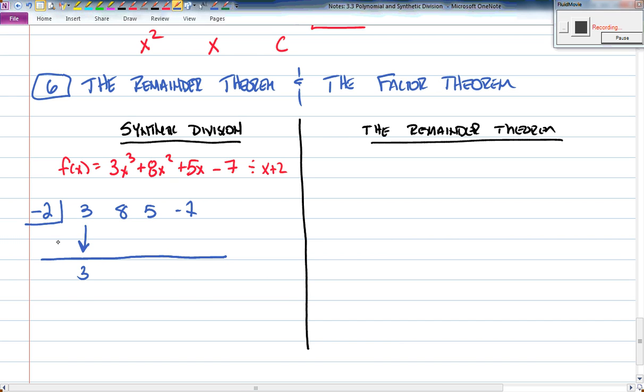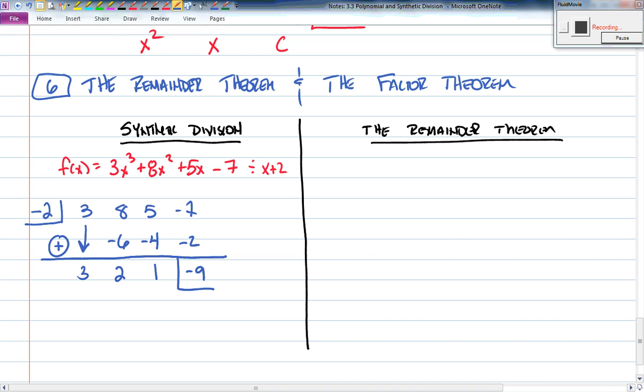Bring my 3 down, and I'm going to add straight forward here. So 3 times negative 2, what do you get? Negative 6, good. We're going to add this together. What do I get here? 2. 2 times negative 2? Negative 4, good. Add this up. What do I get? 1. 1 times negative 2? Negative 2. Add this up. What do I get? Negative 9, right? So my remainder is negative 9. And when I divide this out, I'm left with 3x squared plus 2x plus 1, right?